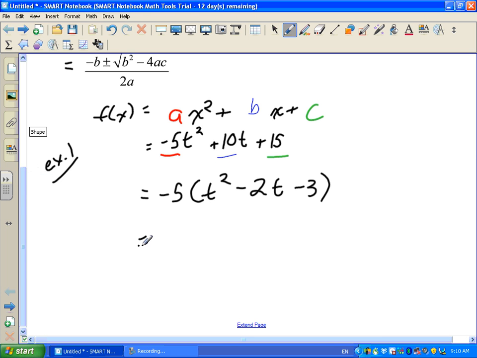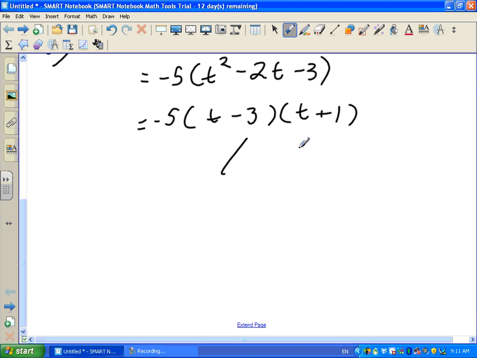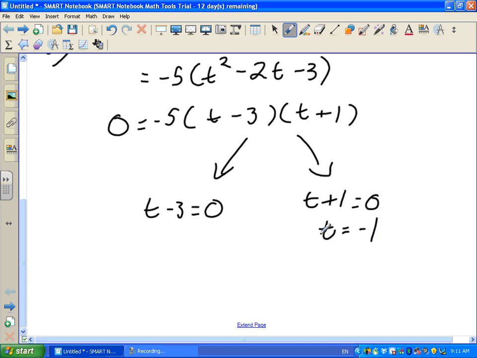Take a look at these terms. I'm going to have t as my first term in each bracket, and I'm going to have negative 3 and positive 1. I quickly factored that in my head. So we have our factors. Now if we needed to solve for t, we would split these and set each equal to 0. So t minus 3 equals 0, t plus 1 equals 0, t is equal to negative 1, and t is equal to 3. We have our two options. So we know how to solve for t that way.